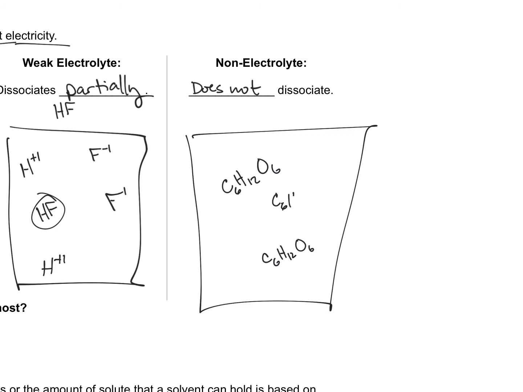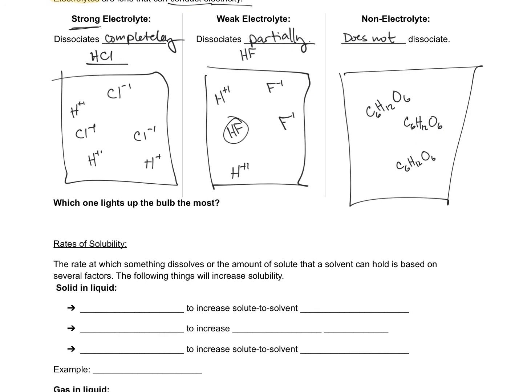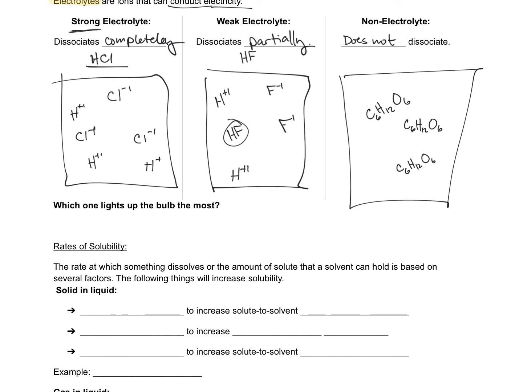but the water is able to separate each individual molecule, not from its other parts, but from the other molecules, until they get so small that you can't see them anymore. So it's still called dissolving, but it's not splitting it into its ions. And because it doesn't split into ions, the non-electrolyte will not conduct electricity at all. So the answer to this question, which one lights up the bulb the most, is our strong electrolyte, because it forms the most ions.